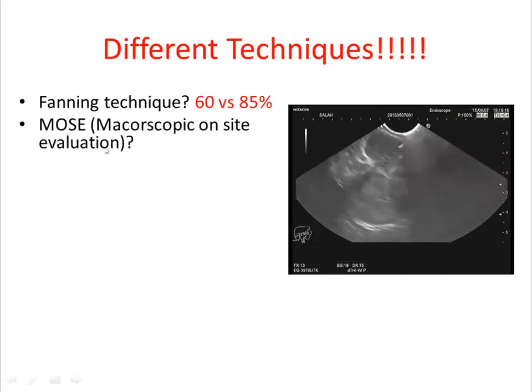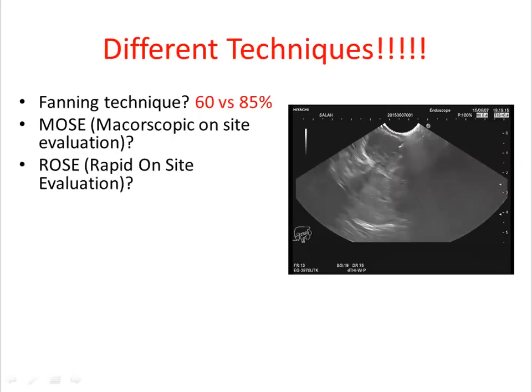Macroscopic on-site evaluation is to observe grossly the sample you obtained. If there are white or grayish parts, then it is very nice. It is a tissue. But if all the sample is reddish, then it may be a blood contamination. So when you find whitish material or grayish material, this is very nice and the sample will be enough.